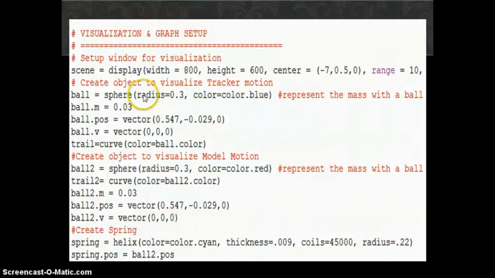So let's start looking at our code now. I created two balls right here. The first one represents the Tracker motion, the second one is the model motion. The model motion is going to be red, and the Tracker is going to be blue. The mass of both of them is 30 grams, or 0.03 kilograms. The initial position is the same. It's from the Tracker file, and then the initial velocity is 0 because it hasn't been released yet. And then down here I created a spring that's going to launch the arrow.